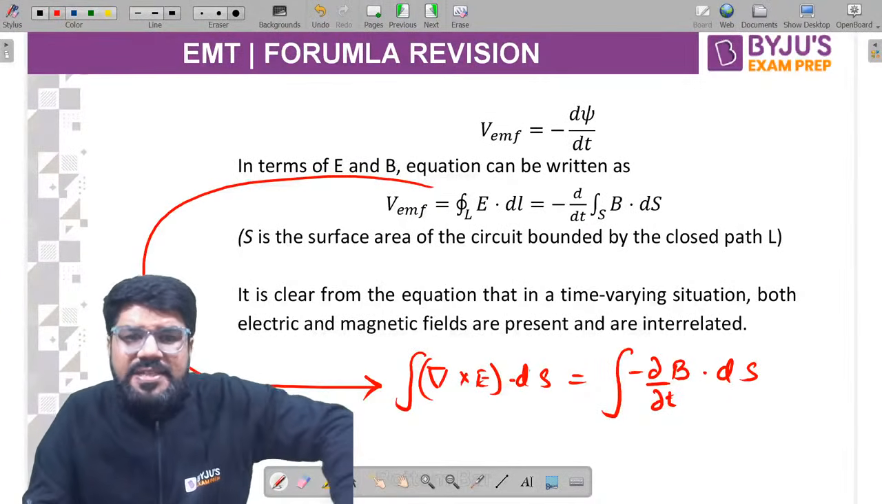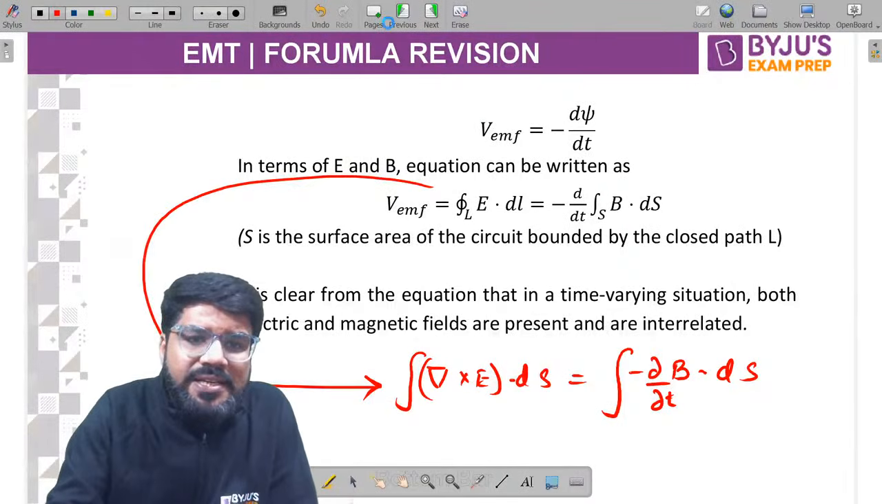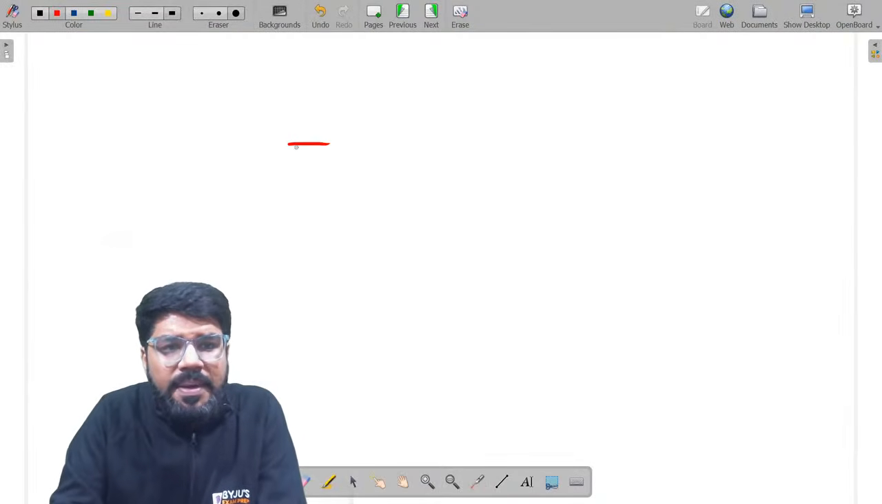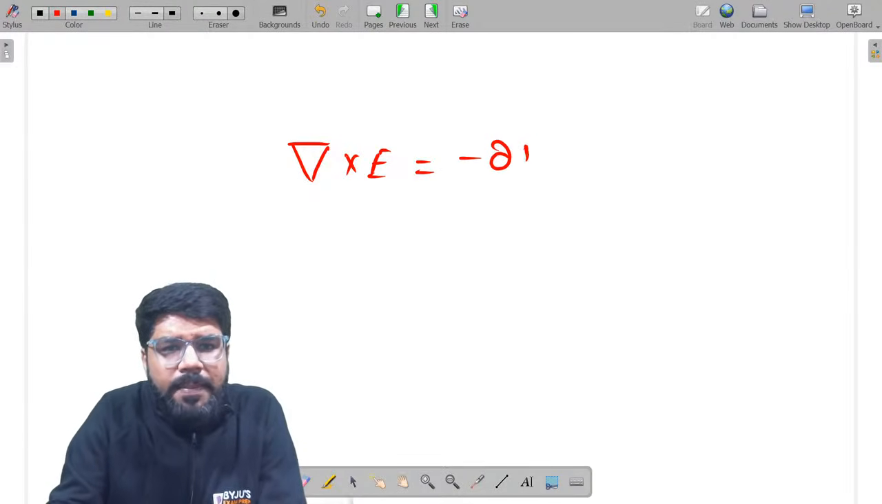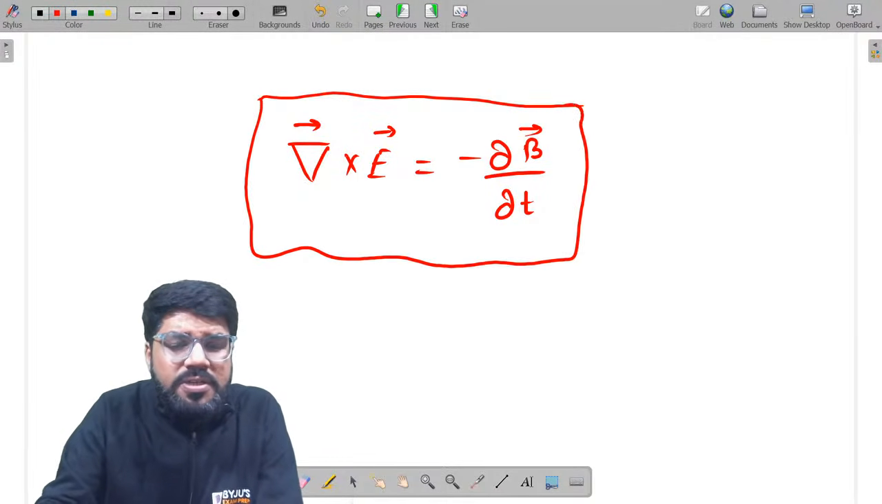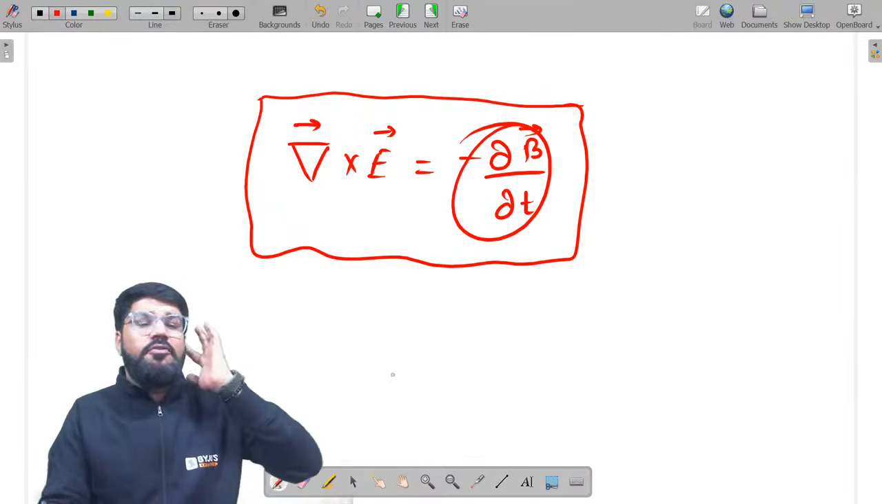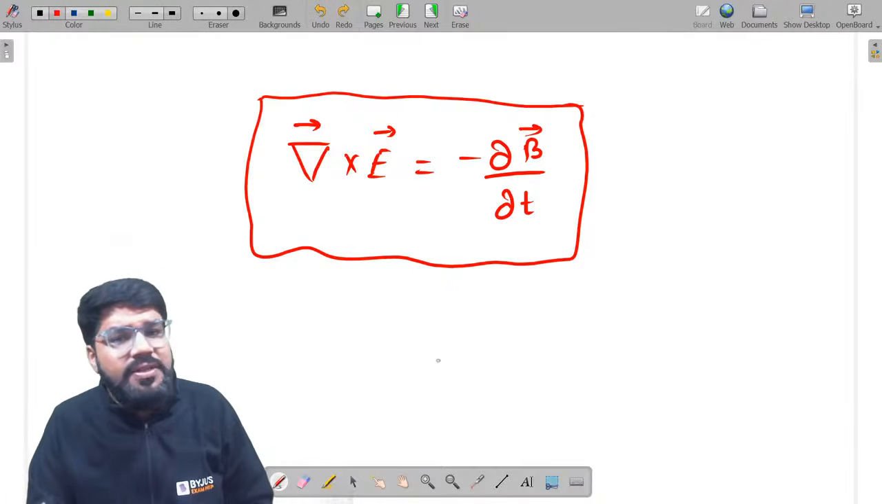Now both the sides are surface integrals. Compare both the sides, what do you get? Both the sides are surface integrals. Comparing both, you get del cross E is equal to minus del B by del t. Del cross E was equal to 0 till now, for the static field. That was one of the Maxwell's equations also, del cross E equal to 0.